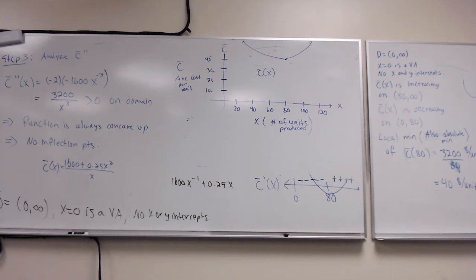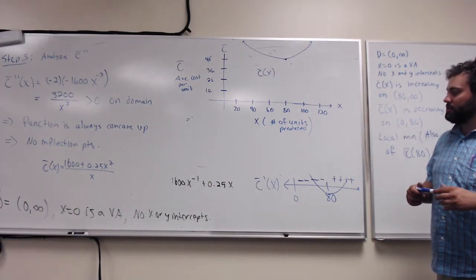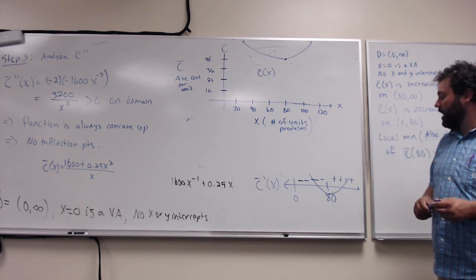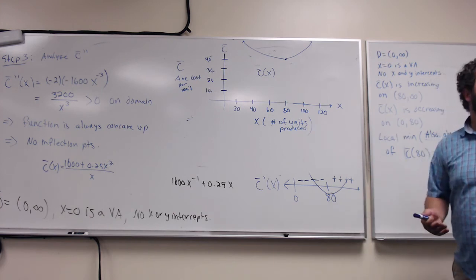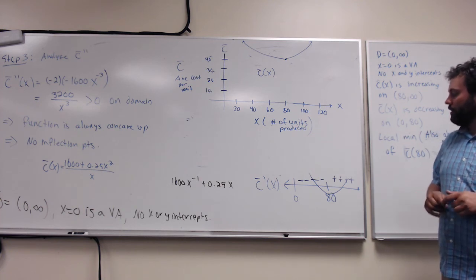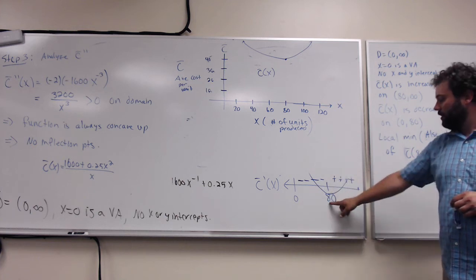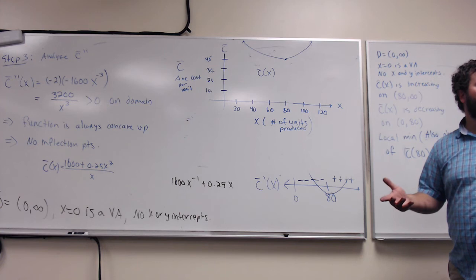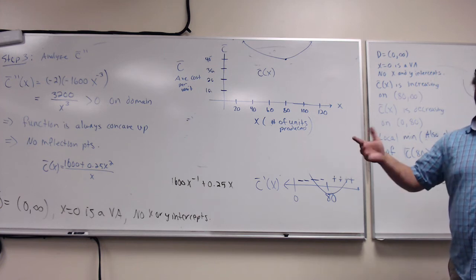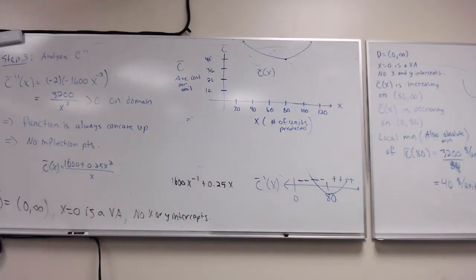Okay. All right, so the reason I wanted to do this example was, again, in a lot of our applications, especially with profit, revenue, cost, or average cost, a lot of times you do just end up with a single critical number. And if there is a single critical number, because it's decreasing on one side and increasing on the other, that critical number will give rise to an absolute minimum value. If there's more than one critical number, you've got to be careful. But we'll see that either today or tomorrow.